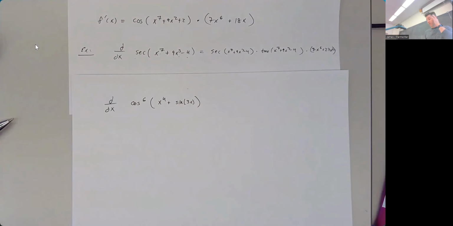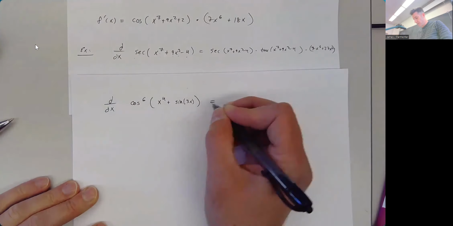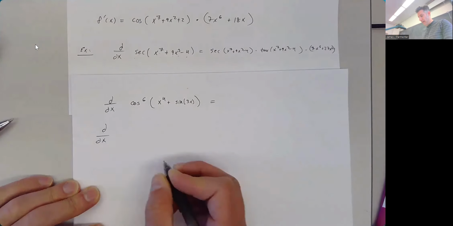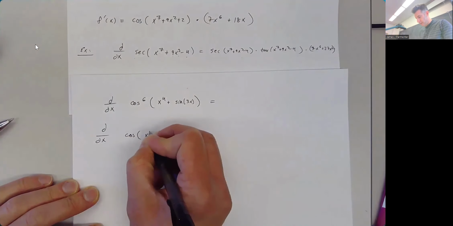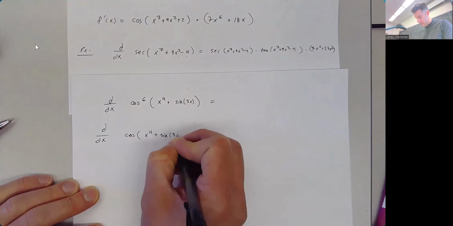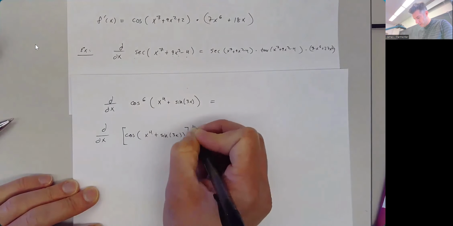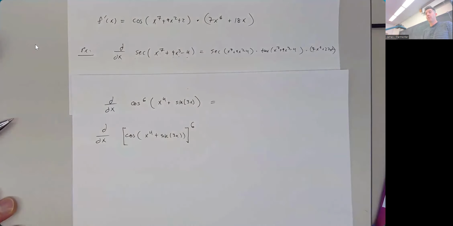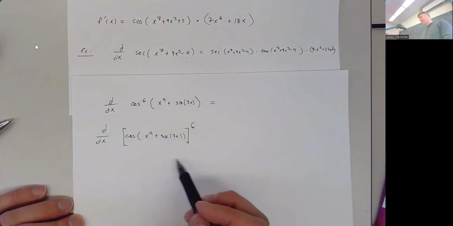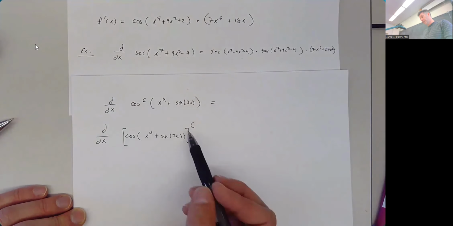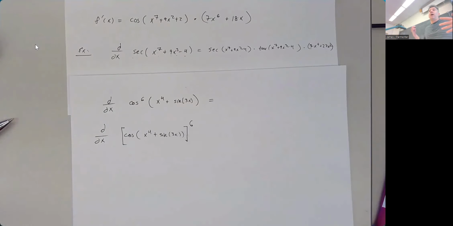So we read this as cosine to the 6th of x to the 4th plus sine of 3x, but I really can't recommend enough, when you have a power of a trig function that you have to differentiate, it is worth your ink to rewrite it as cosine of x to the 4th plus sine of 3x, all raised to the 6th power. We don't usually write this because it's annoying, right? We write this because it's just a nicer abbreviation, but this really helps me see, oh, all this junk getting raised to the 6th power, the 6th power is the outermost function.